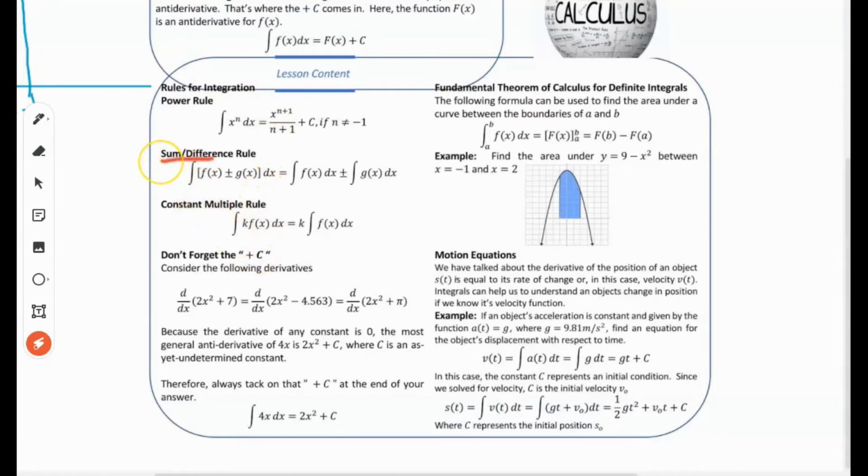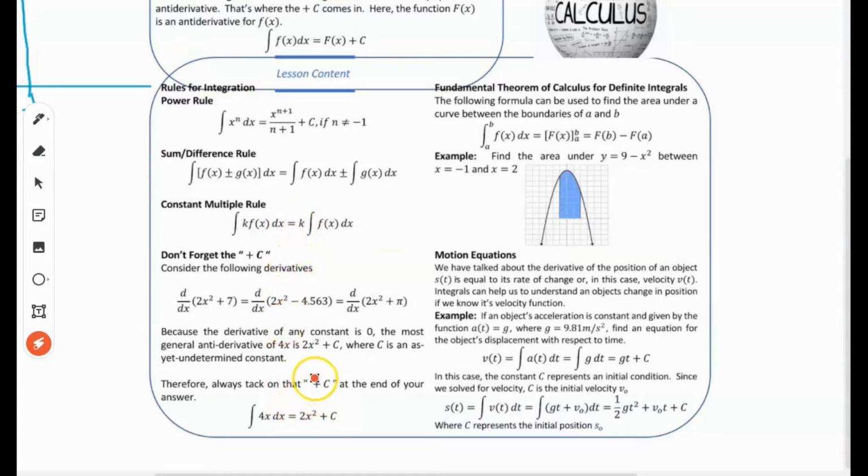Now, say you're trying to find the integral of two functions that are either added or subtracted from each other. You can do them separately. This is a property of integrals. You can first find the integral of your first function, and then add or subtract the integral of your second function. Similarly, if you had some constant being multiplied by your function, you can bring that out of your integral.